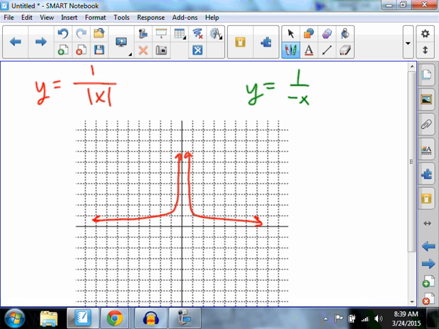If we squared it, it would actually grow a little bit faster. It would actually be a little bit steeper. But yeah, 1 over x squared would do it too. Okay, so we'll pick up there tomorrow.